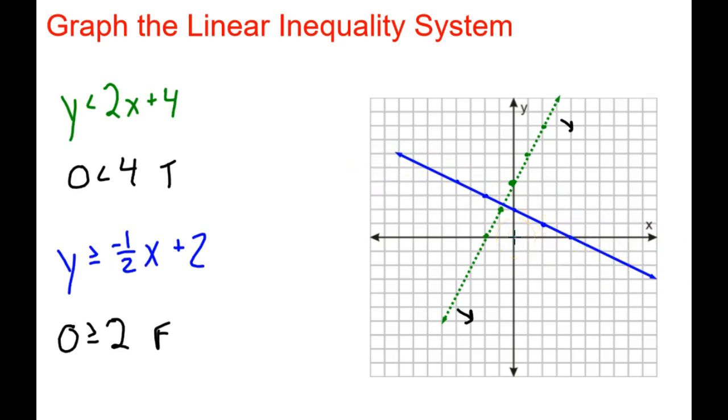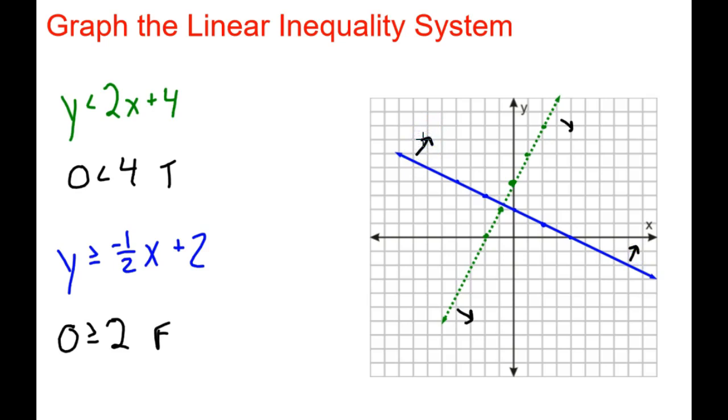Now I use the origin as my test point to determine which side I'm going to shade. When I plug 0, 0 in for x and y and simplify, we get 0 is greater than or equal to 2, which is a false statement. So if 0 is below my blue solid line, that means I have to shade the opposite region. So I would need to shade above this blue solid line.